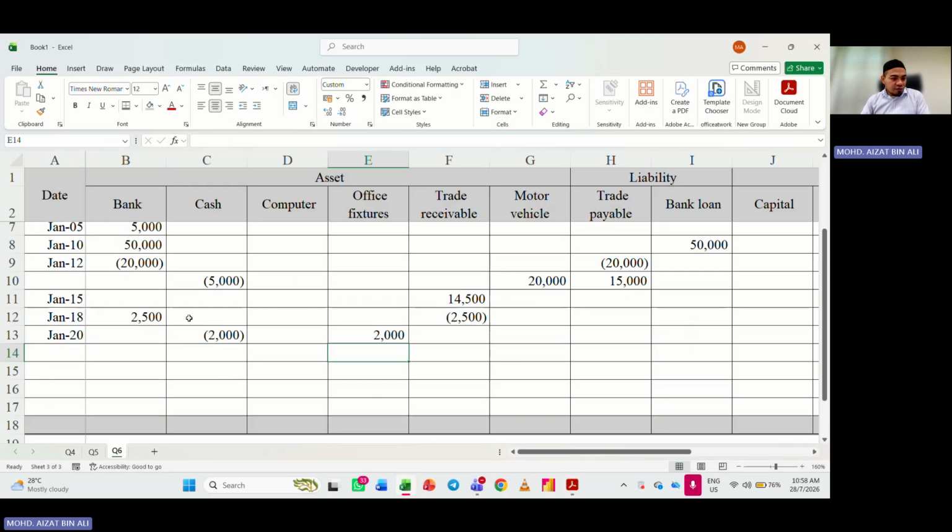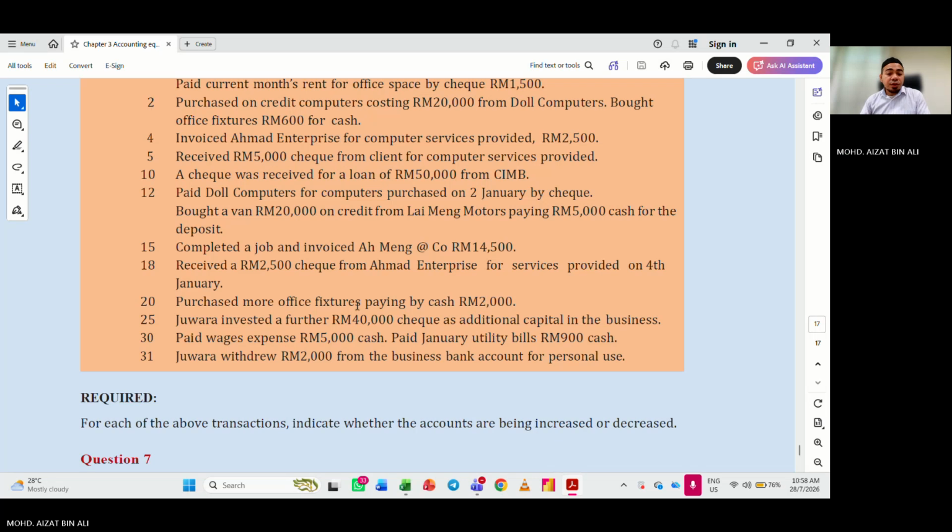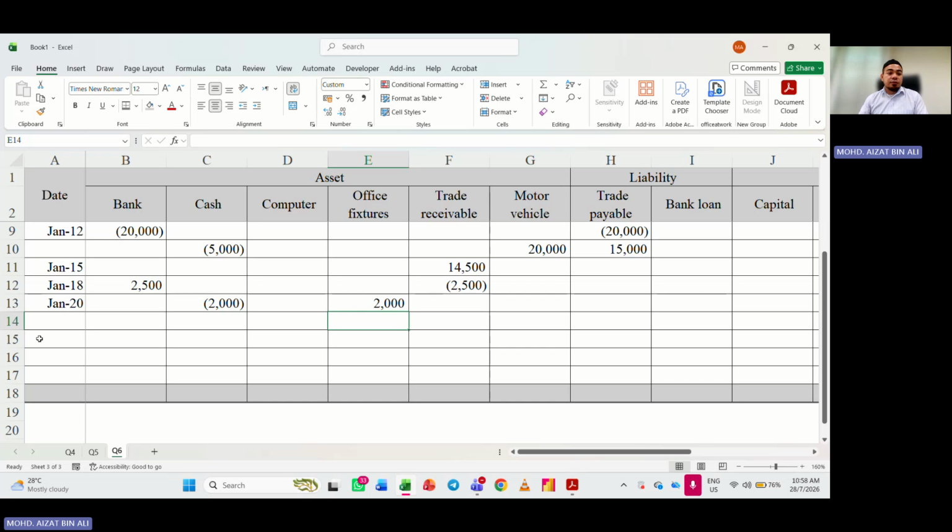Next, do we have more rows here? Sorry, more rows. Next. Juara invested a further 40,000 ringgit check as additional capital in the business. So in this case, the check goes into our bank's account. So January 25th, into our bank account, 40,000 ringgit. And this is for additional capital, so go to capital column. Record 40,000 ringgit, exactly the same amount. See here, exactly the same amount.